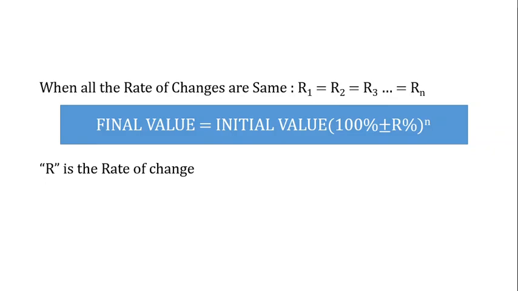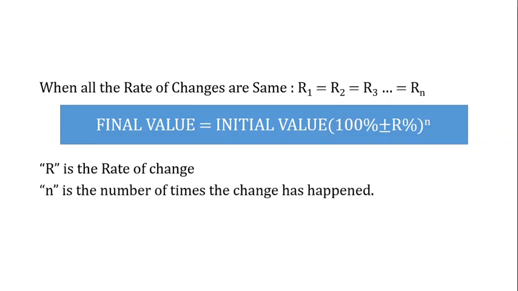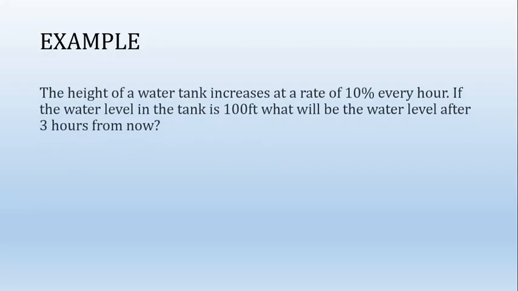Now here R is the rate of change and n is the number of times the changes happen. N is not number of years, n is not number of months and all. N is number of times the changes happen. We will see the importance of this N in a future example. Now, getting into a sample case.